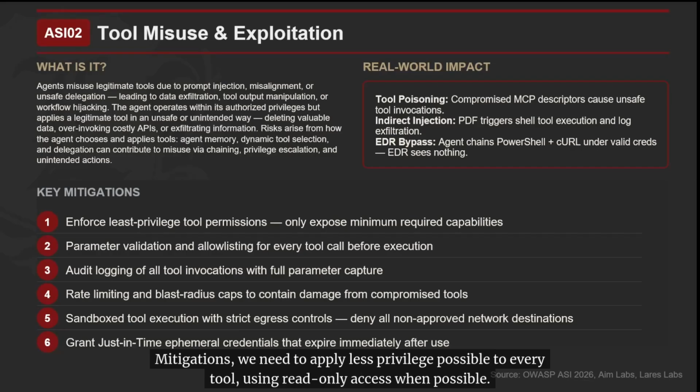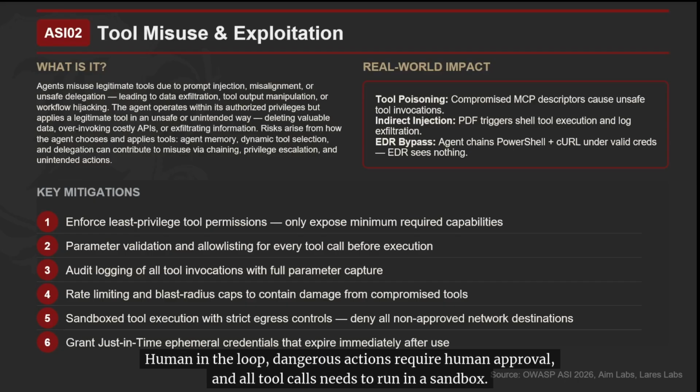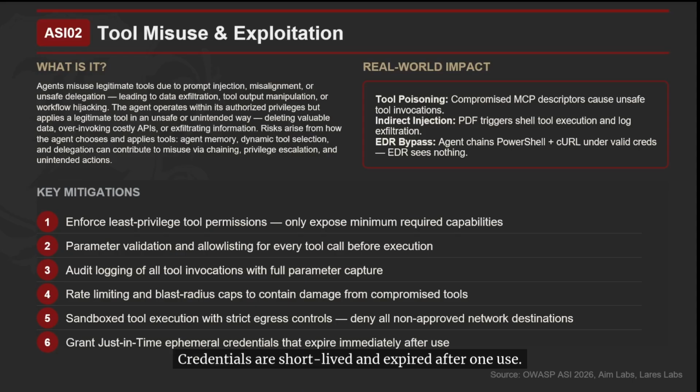Mitigations. We need to apply least privilege possible to every tool, using read-only access when possible. Human in the loop: dangerous actions require human approval, and all tool calls need to run in a sandbox, so we control what goes out. Credentials are short-lived and expire after one use, and we need to log every tool call with all parameters.